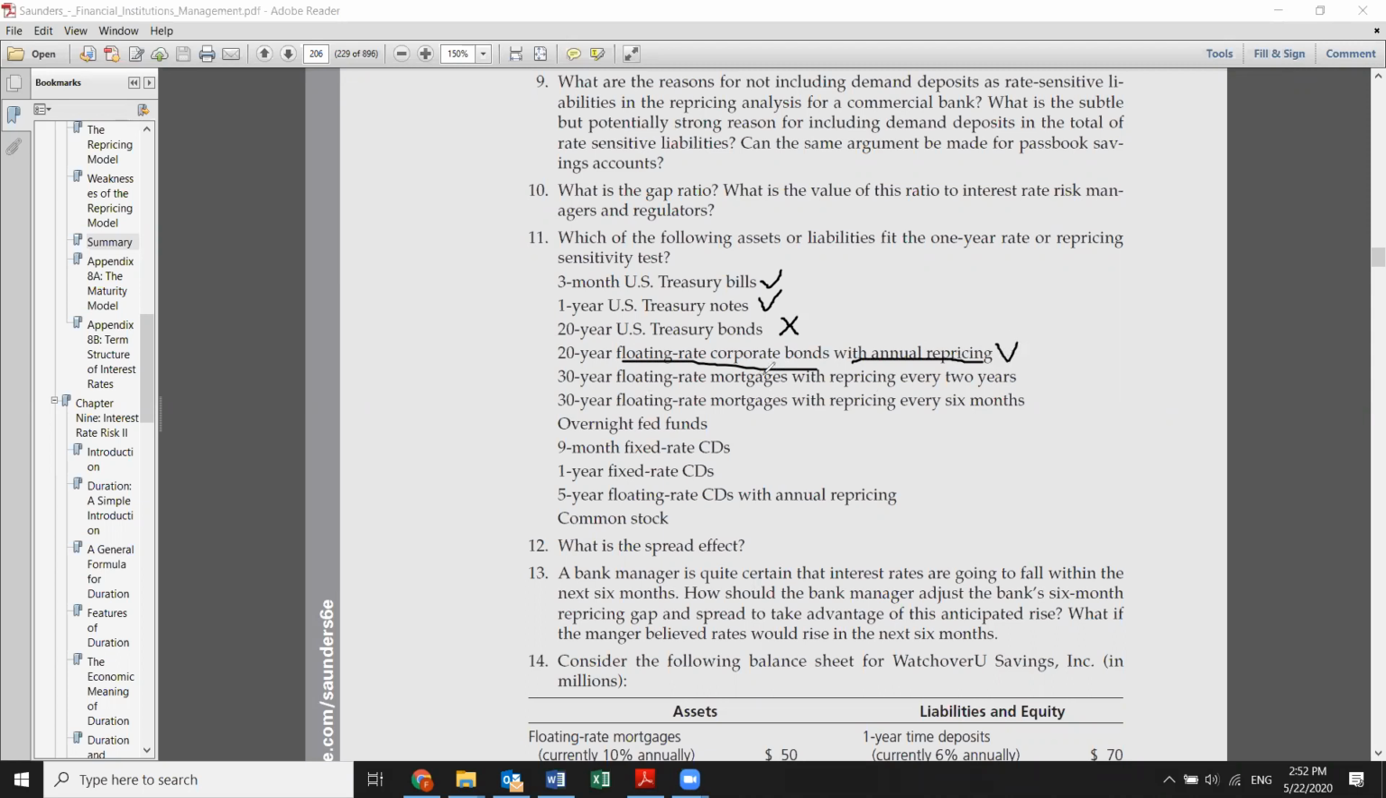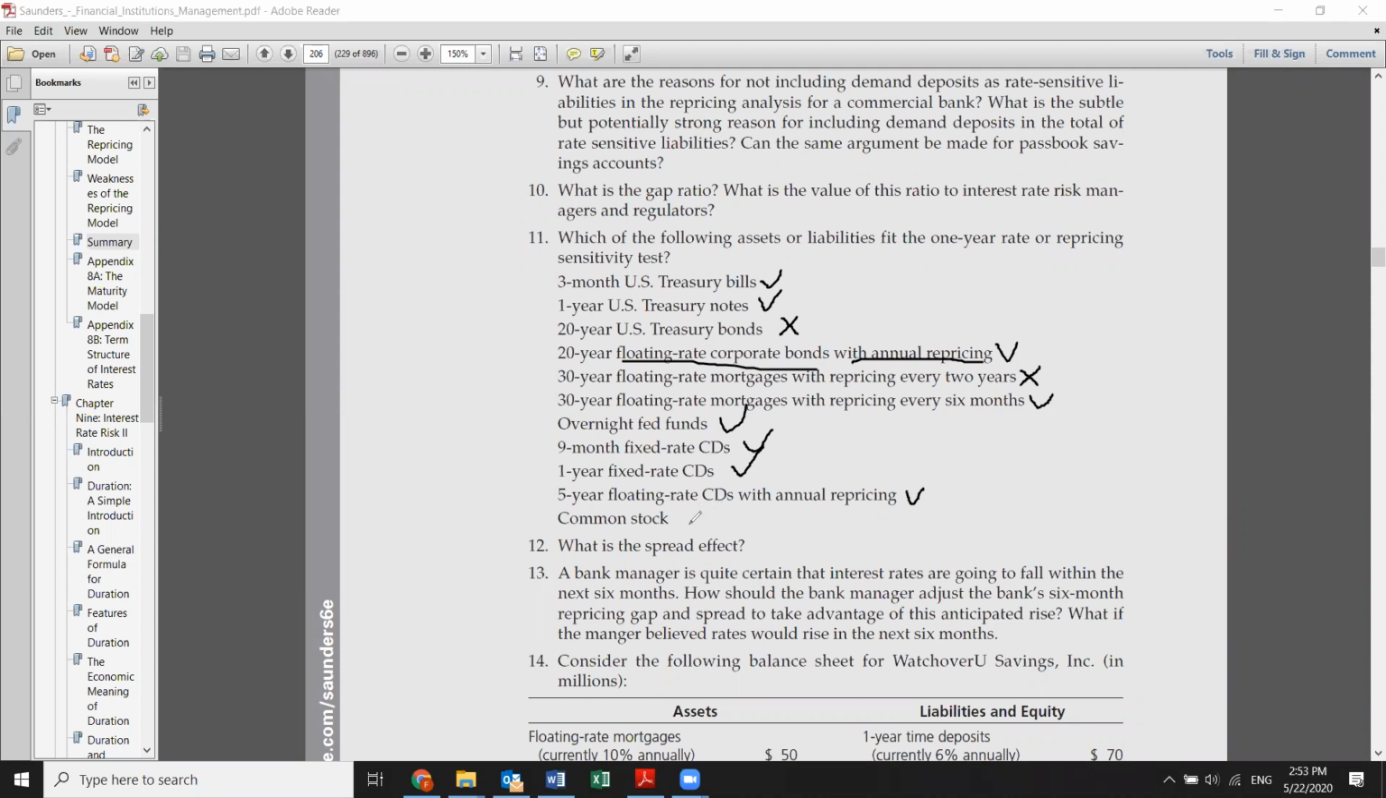A 30 year floating rate mortgage with repricing every 2 years is not included. 30 year floating rate mortgages with repricing every 6 months are included, as a rate sensitive asset or rate sensitive liability that is repriced within the year. Overnight Fed funds are included, 9 month fixed rate CDs are included, 1 year fixed rate CDs are included, and a 5 year floating rate with annual repricing is included. So it is a rate sensitive asset.